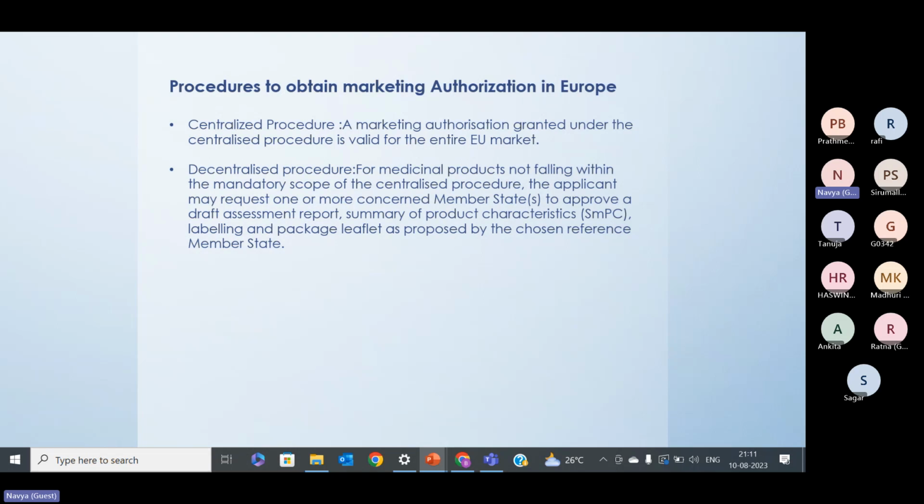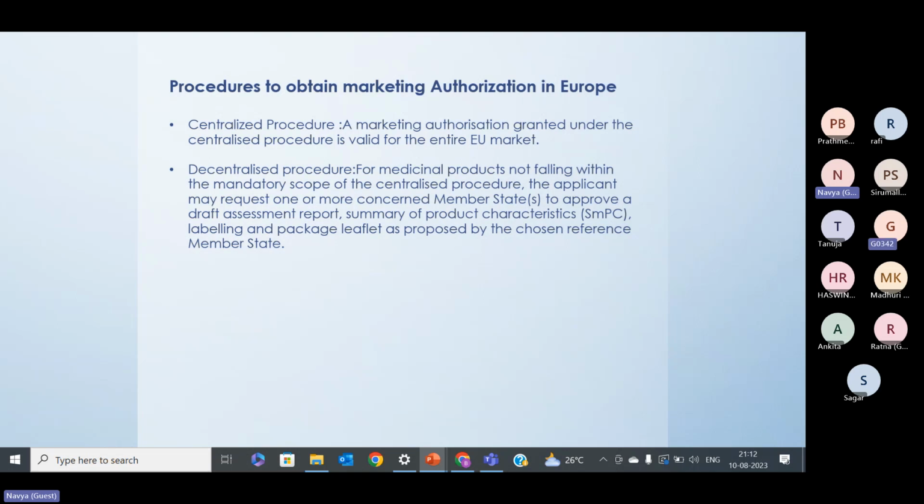So basically for the decentralized procedure, you select one country from the European Union as your RMS, that is the reference member state. To this reference member state, you provide your dossier. The RA professional will provide the compiled dossier, and that RMS will prepare a draft assessment report, which will then be submitted to CMSs, that is concerned member states, which are selected by you. And then the assessment is done by CMSs as well as RMS.